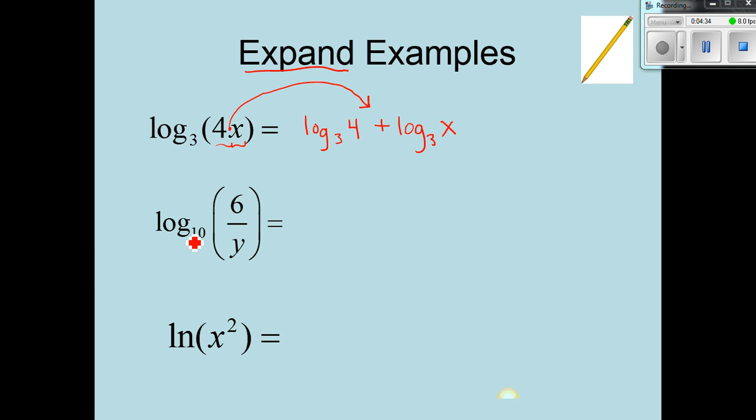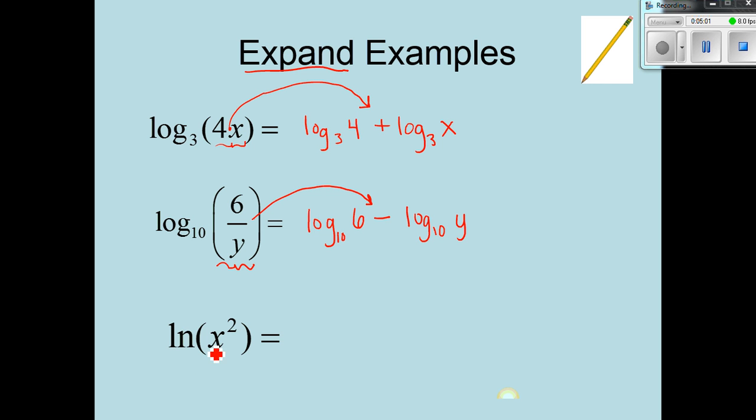If I have log base 10 of 6 divided by y, I have a quotient. So a quotient says you take the log base 10 of the numerator minus log base 10 of the denominator. The 6 is the numerator, the y is the denominator. And so a division becomes a subtraction.